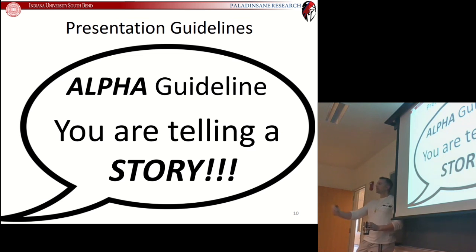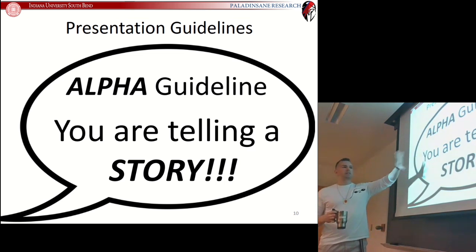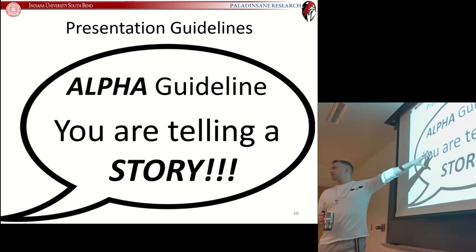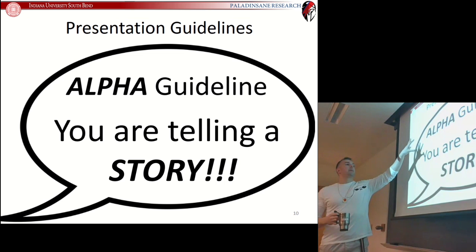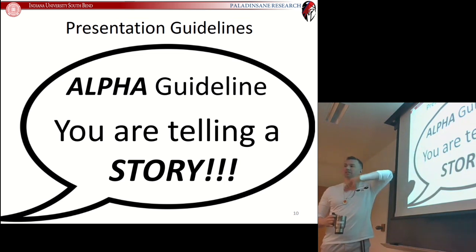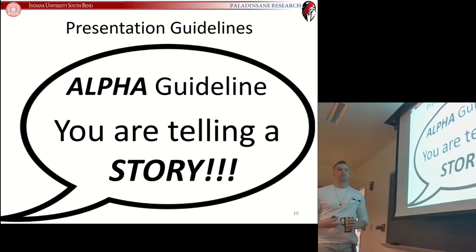So keep thinking about that when you're doing your presentation. You want your story to be impactful. You want your story to be memorable. You want people to walk out of that presentation thinking, whoa, what a story. That is the goal that you're working for. So keep that in mind. It'll help you make a lot of decisions as you're going through. But basically, remember this. This is the overarching guideline for everything else.